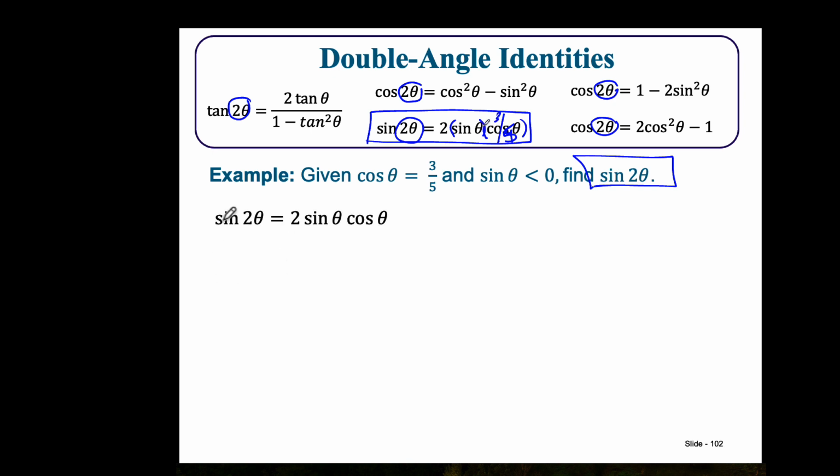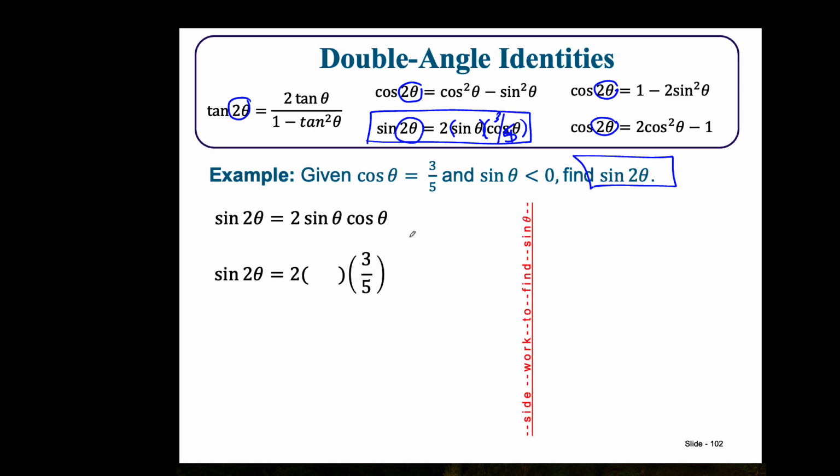So taking our double angle identity, turning it into a blank template, we need sine of theta to go here. We don't have it yet, so we're going to do some side work. And then we'll multiply that by the 3/5, which was given to us.